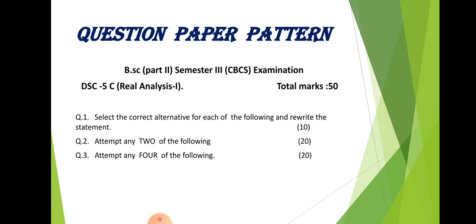Lastly we see the question paper pattern of this paper. There are total 50 marks, in which question first is multiple choice question for 10 marks, 1 mark for each question or sometimes 2 marks for each question. And question second is attempt any 2 out of 3 for 20 marks. And our last question is attempt 4 out of 6 for 20 marks.